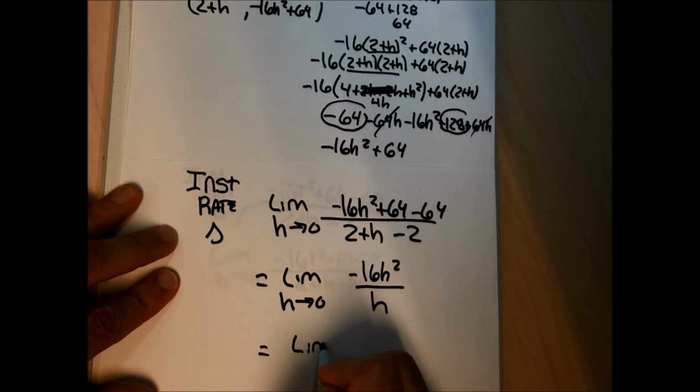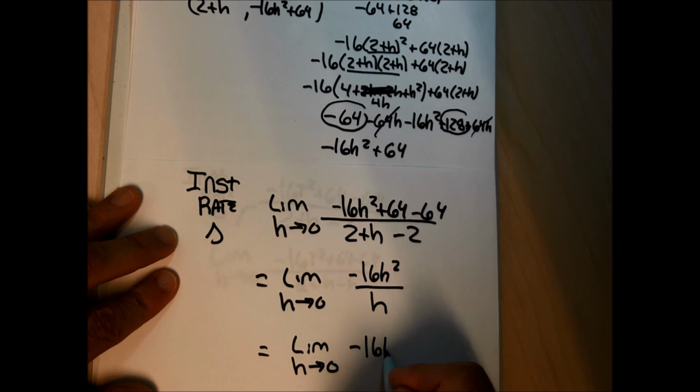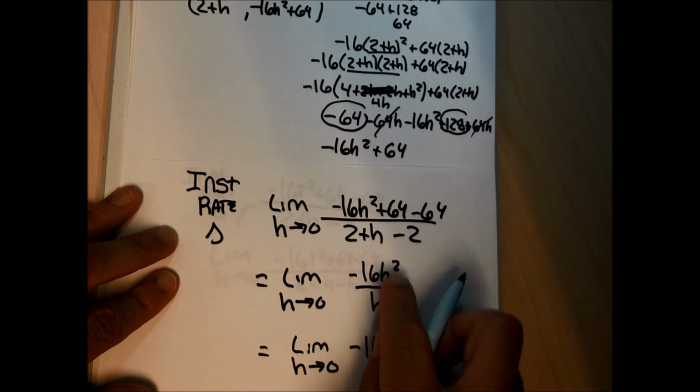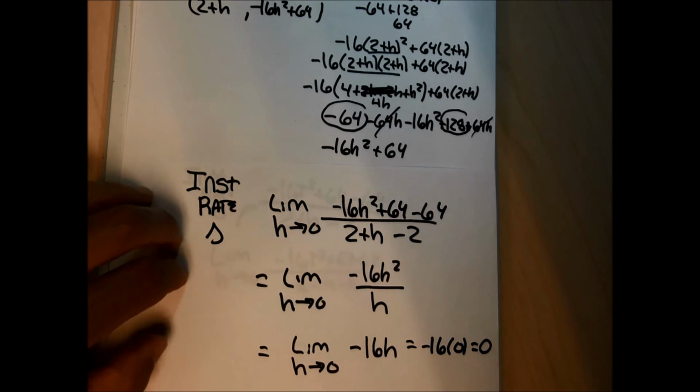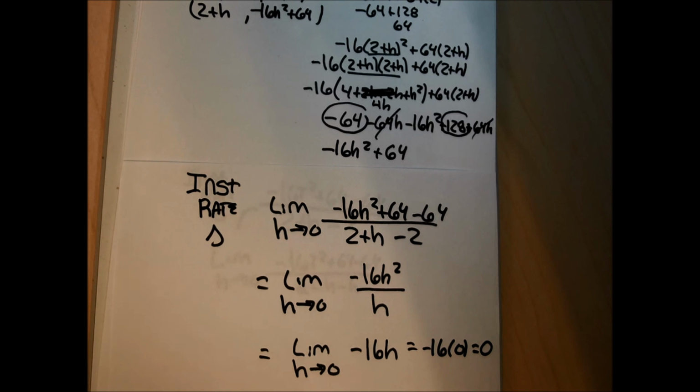I'm left with the limit as h goes to 0 of negative 16h. Because the h's cancel from the denominator, I'm left with 1 in the numerator. Now I plug in 0 for h. I get negative 16 times 0, which is 0, which is perfect because that is the velocity when you're at the top of an arc in a parabola, or the instantaneous rate of change when you're at the top of an arc in a parabola.